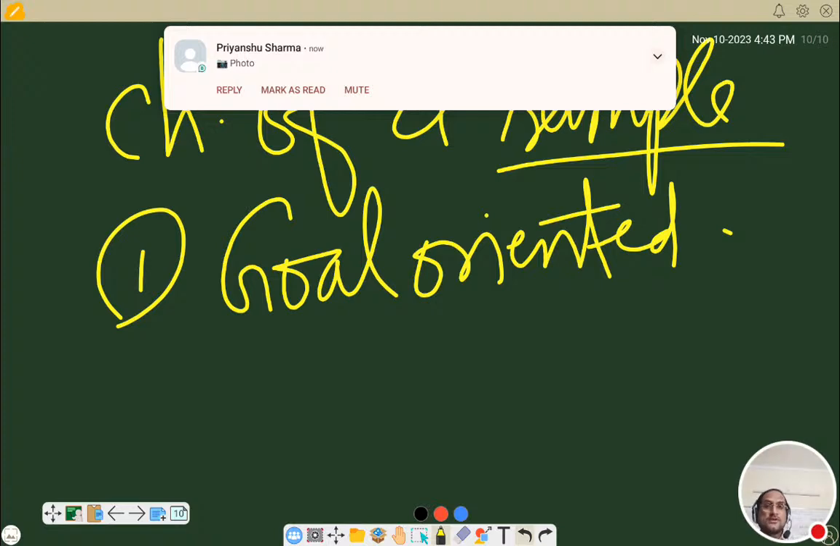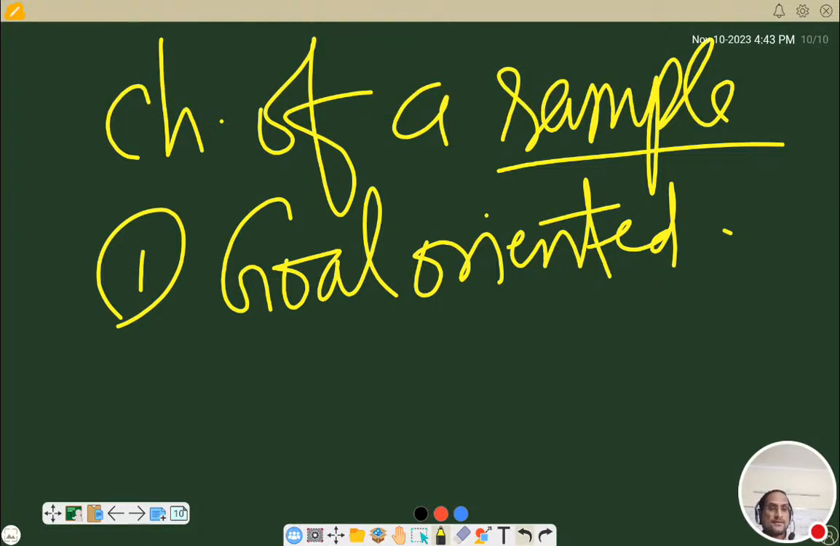According to the goals of the researcher, sample is collected. So sample should be based on the goal. What goal do we want to reach? What goal does the researcher want to meet? That is, if the researcher wants to study the IQ of the civil services aspirants, then accordingly the sample will be made in a random way. Sample will be made in a random way.